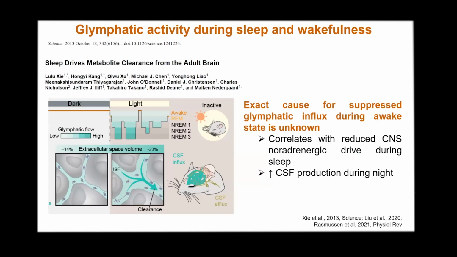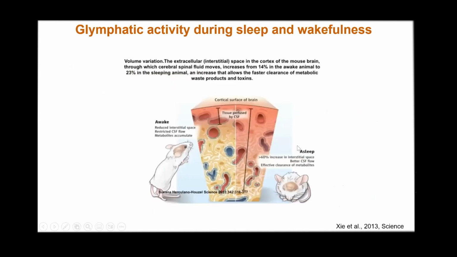So this was a study that was published in Science, which showed sleep to drive the metabolite clearance from the rodent brain. And this schematic just shows that during sleep, you have an increased percentage of the brain tissue which is perfused by CSF. So there is a better CSF flow and effective clearance of these metabolites compared to the awake state.